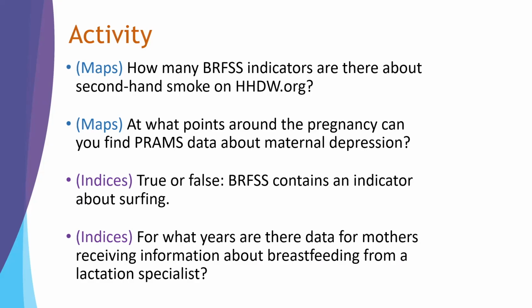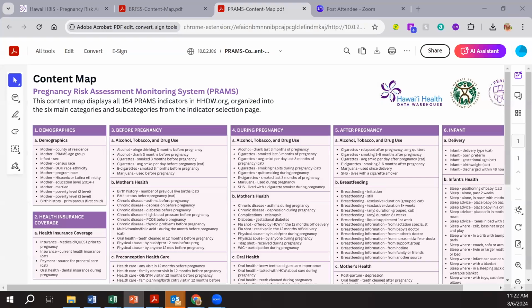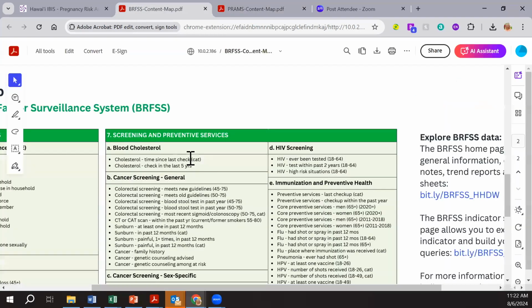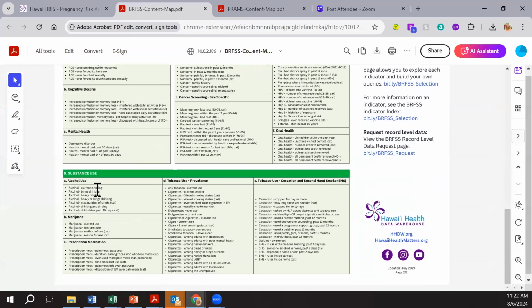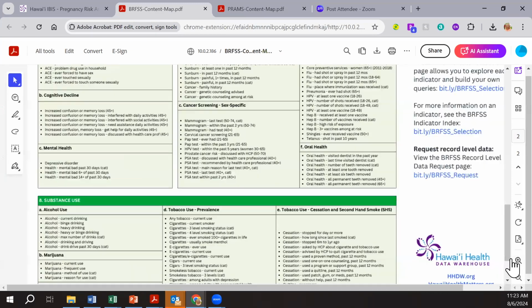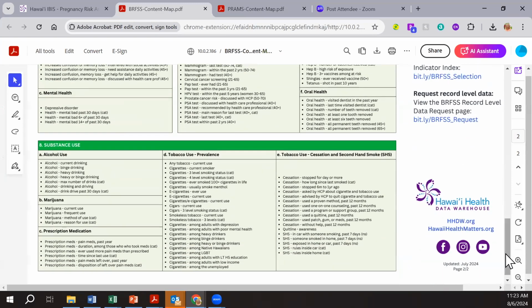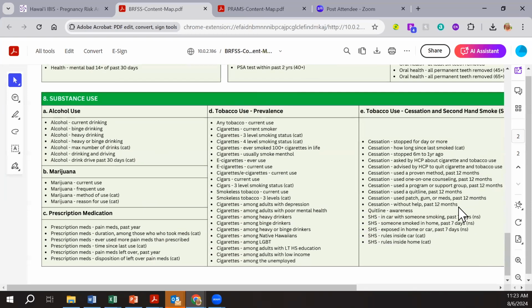The first one is going to use the BRFSS map, and we're looking at how many BRFSS indicators are there about secondhand smoke on HHDW. So we'll go to the BRFSS content map and we'll find the category that we're interested in, which is going to be substance use. And then we'll look under the tobacco subcategory, and we might have to zoom in here a little bit, but we'll see that there are 5 indicators present about secondhand smoke, SHS. So the correct answer to that question is 5.